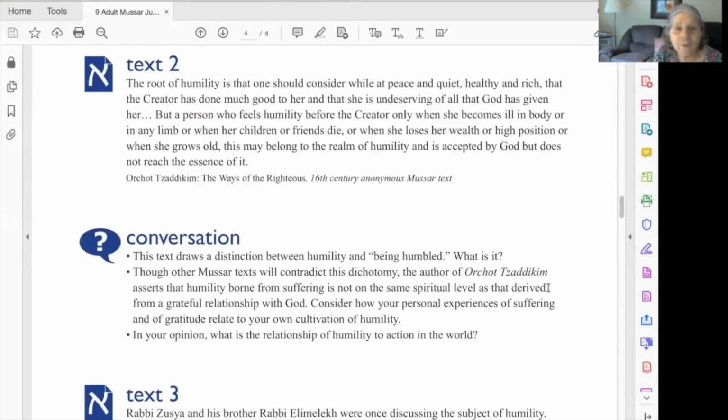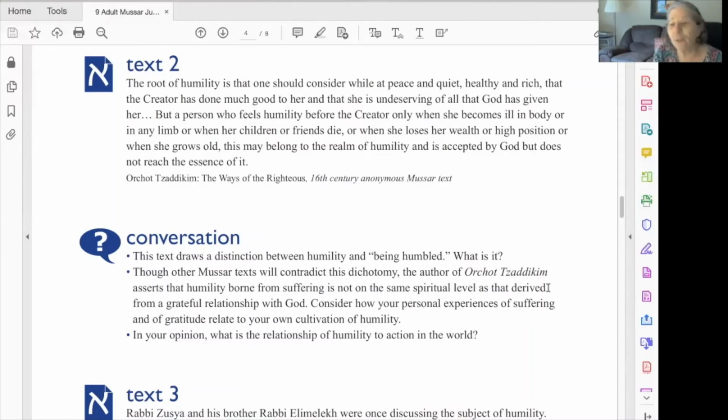But a person who feels humility before the Creator only when she becomes ill in body or in any limb, or when her children or friends die, or when she loses her wealth or high position, or when she grows old, this may belong to the realm of humility and is accepted by God, but does not reach the essence of it.